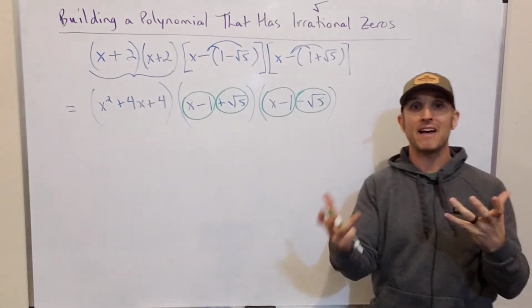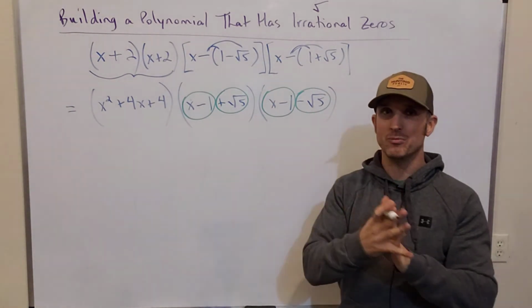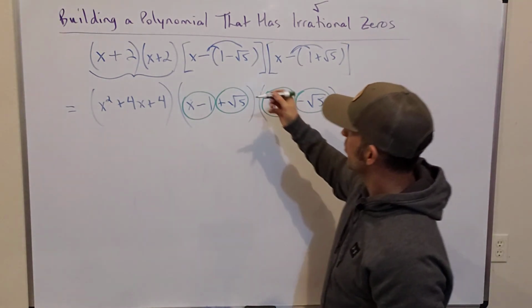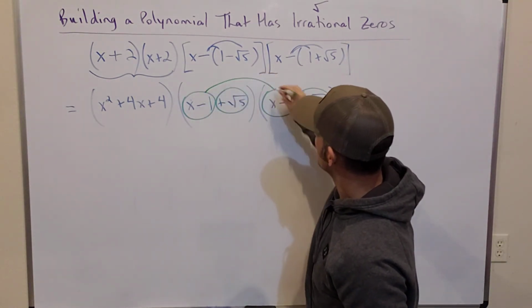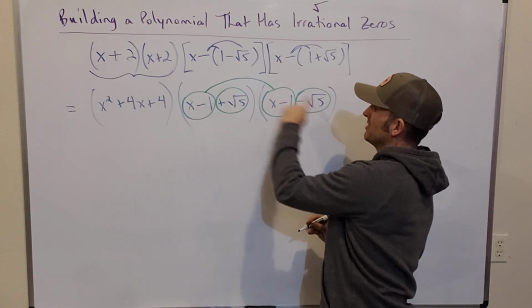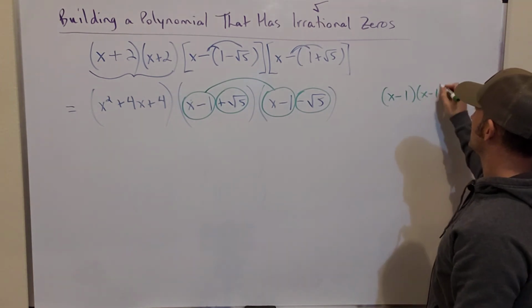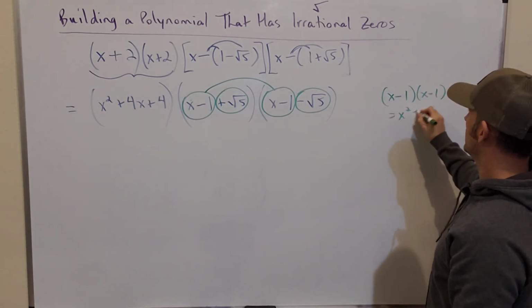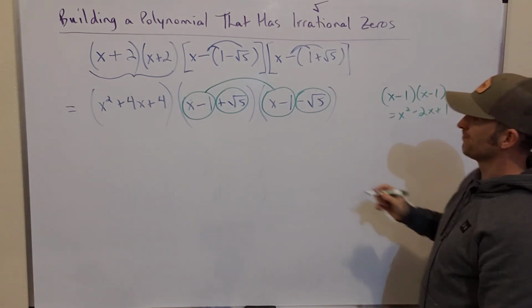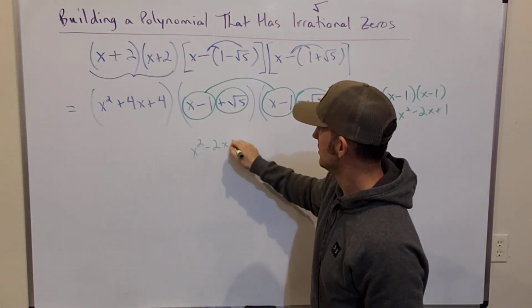Those are conjugate factors, and when you multiply these together, all the stuff in the middle is going to cancel. So I'm going to take x minus 1 times x minus 1. I'm going to distribute x minus 1 to both of the green circles here. If you need to write it out, x minus 1 times x minus 1 is x squared minus 2x plus 1. So that alone gives me x squared minus 2x plus 1.